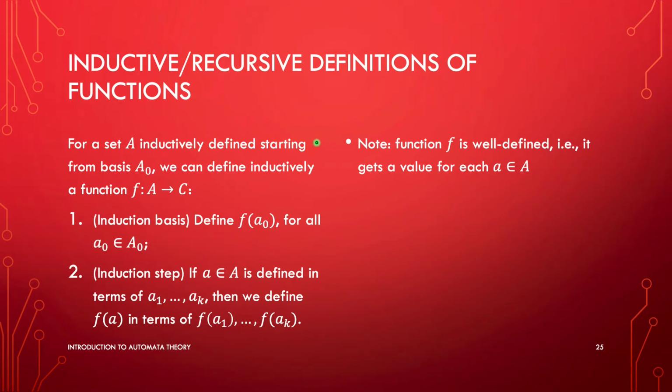So the domain of these functions is going to be a set that has been inductively defined starting from some basis A0, and we are going to define inductively a function f defined on A and taking value in whatever set C in the following way. First of all, you will have to introduce this sort of induction basis, and you will have to define what the value of this function is for all these basic elements that you started from. Whenever you defined A, you started from A0, so that's how you are going to start defining your function as well. You will first give it values for all these elements from the basis A0.